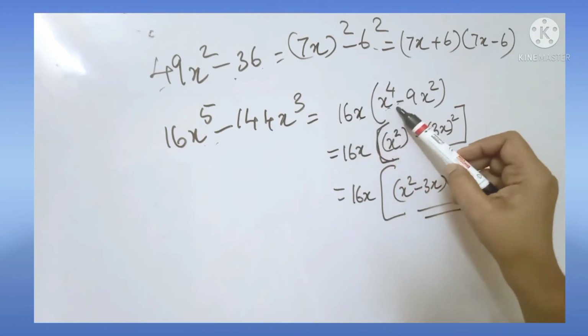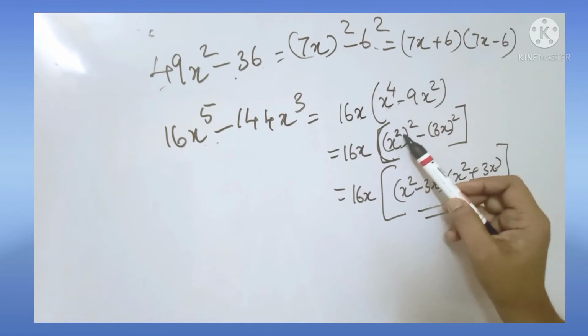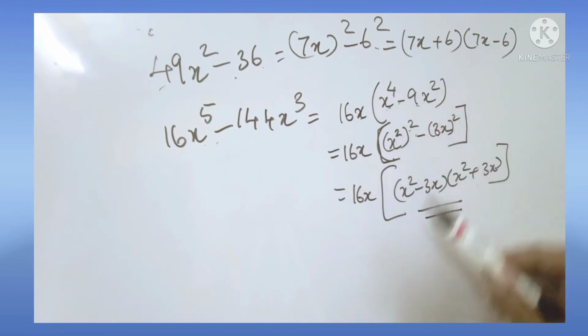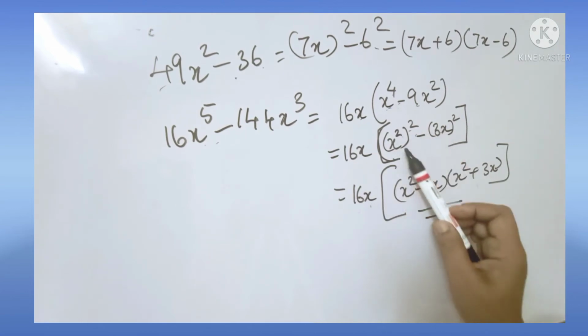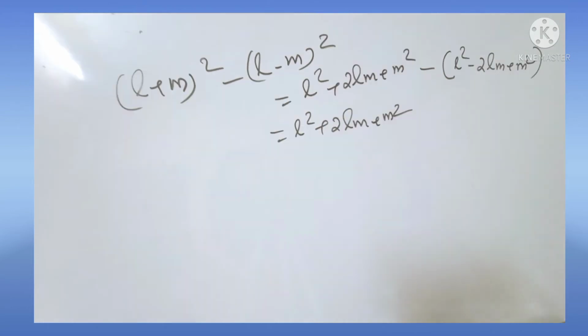So 16x into x raised to 4 minus 9x square. Since x raised to 4 is x square whole square, and 9x square is 3x whole square, this can be 16x into x square minus 3x into x square plus 3x.